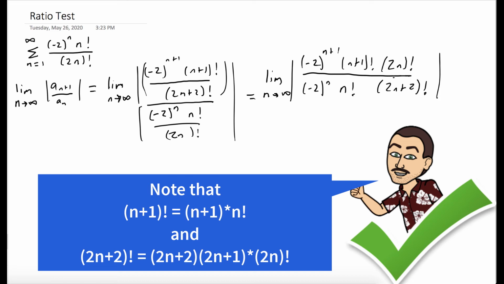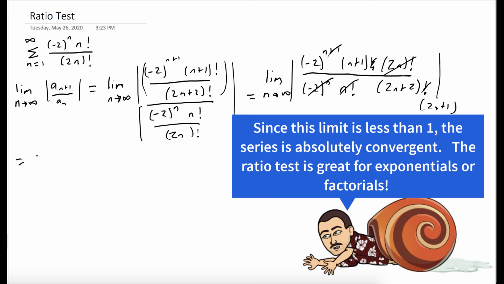Most of those will cancel. (n+1) factorial divided by n factorial is just n plus 1. And (2n) factorial over (2n+2) factorial is 1 over (2n+2) times (2n+1). So really what we need to evaluate is the limit as n goes to infinity of 2 times (n+1) over (2n+2) times (2n+1).